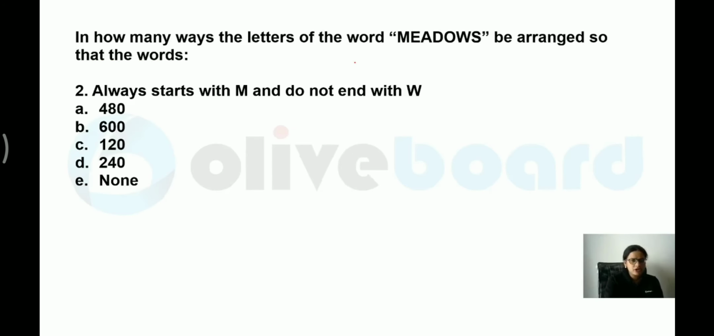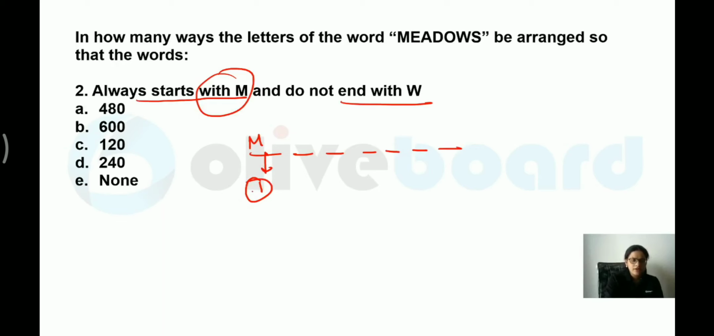So here there is small change now. The word always starts with M, but it is not ending with W. So let me write down how many letters. 7 letters were there, right? Out of this it starts with M. So how many choices for this? 1. Now do not end with W. So here W cannot come. Now when I have fixed M over here, there are 6 choices. Okay, M is already fixed. So there are 6 choices. Out of this 6, W cannot come over here. Right? Out of those 6 choices, W cannot come. So how many choices you have? 5 choices over here. Are you getting it?